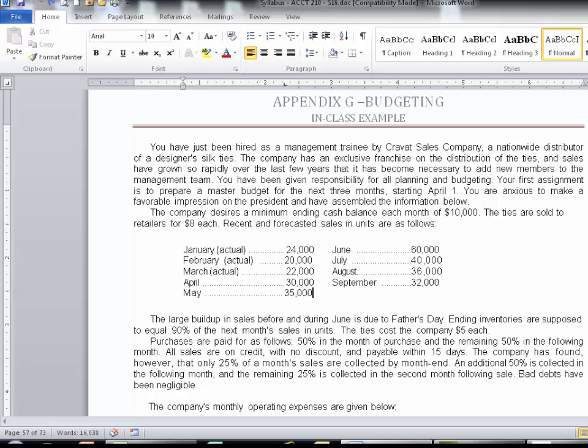This will then give a company a heads up as to how much cash they may need to borrow in certain periods, whether or not they need to try to increase their sales through some aggressive marketing, as well as to alert them to other things that they need to plan for.